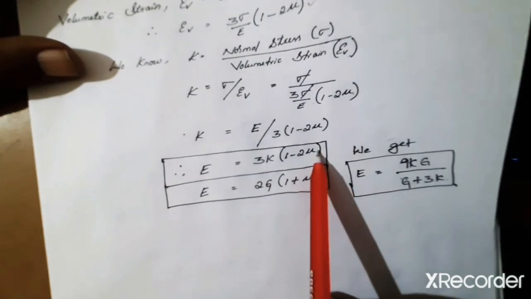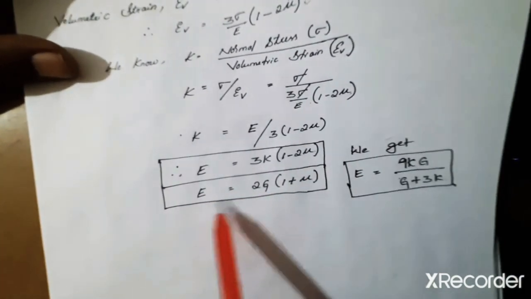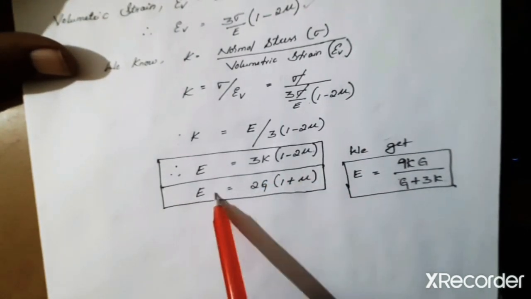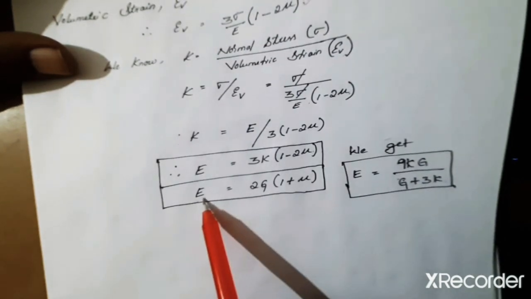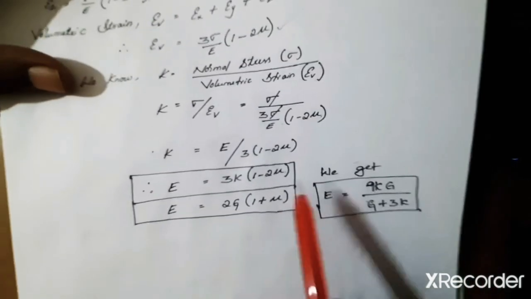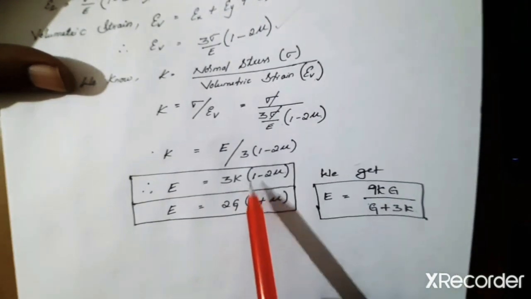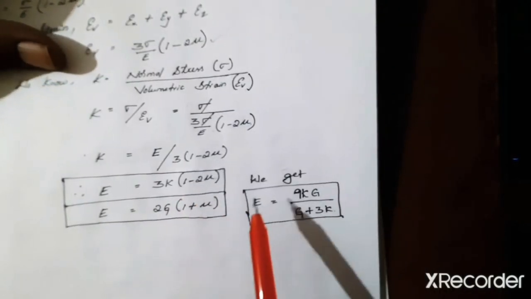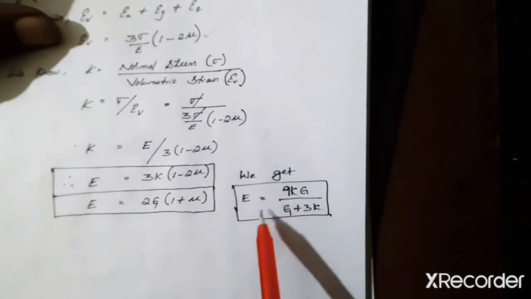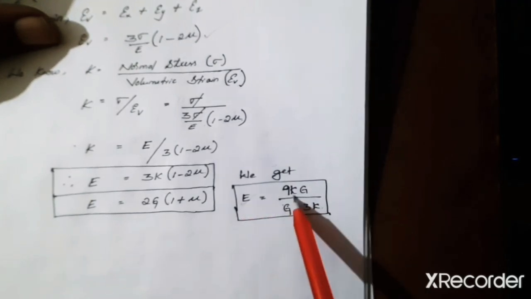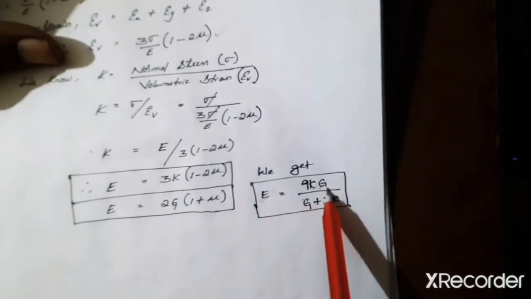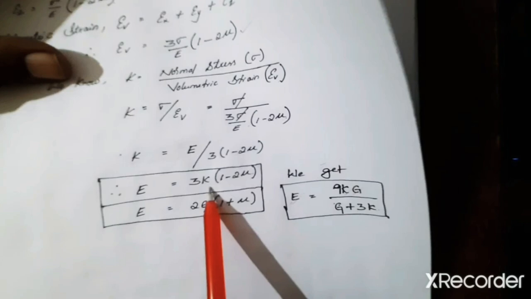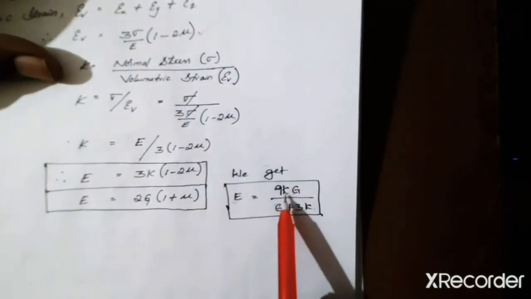Previously we have also established the relationship E equals 2G into 1 plus mu between E and G, Young's modulus and rigidity modulus. Now, using these two equations and equating them together, you can get an equation which establishes the relationship between E, K and G. So here in this equation we saw the relationship between E and K, here E and G, and here E, K and G.